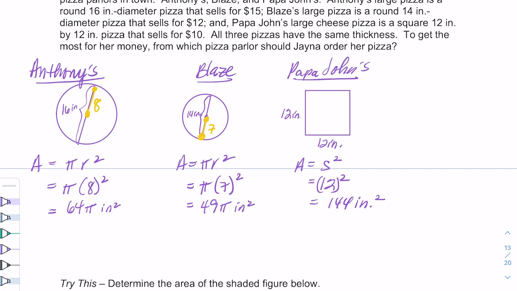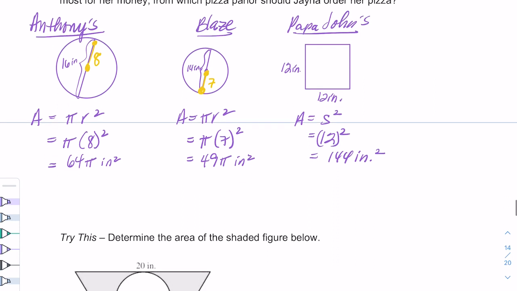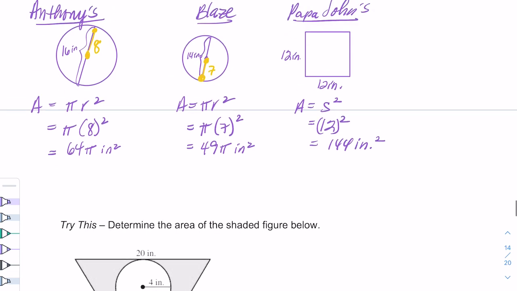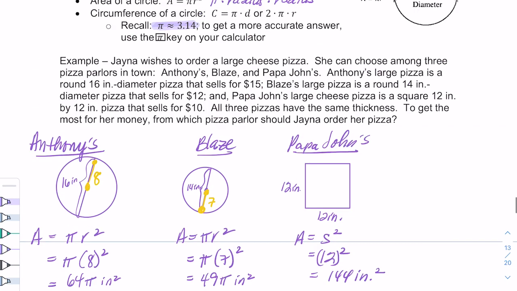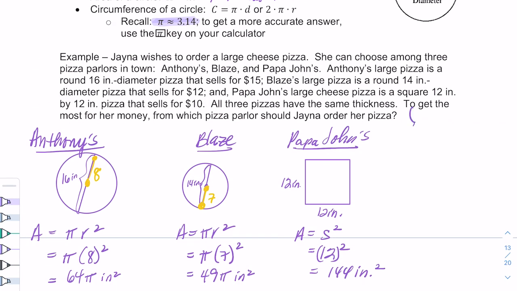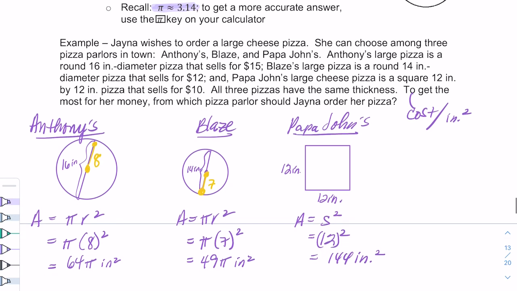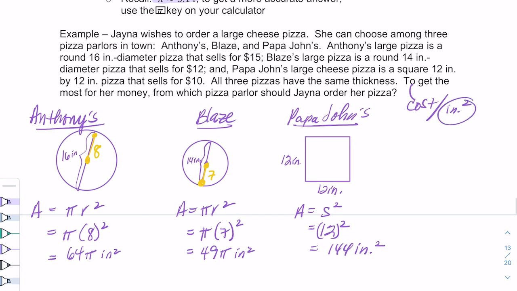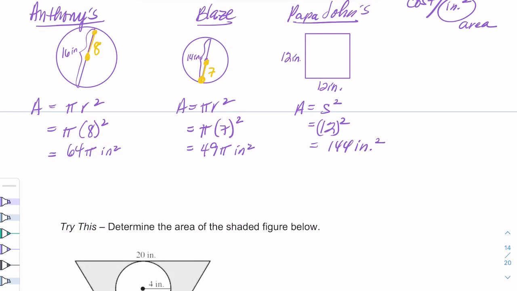The question is, to get the most for her money, from which pizza parlor should Jana order her pizza? So now what I need to do is figure out the cost per square inch. Okay, so that's really what it's asking me for, right? I need the cost per square inch. So I'm going to take the cost of each and divide by the area in square inches. So it's really asking me, take the cost and divide it by the area.